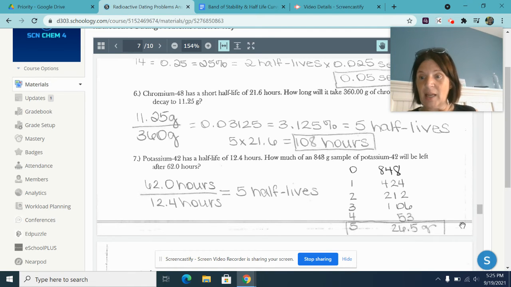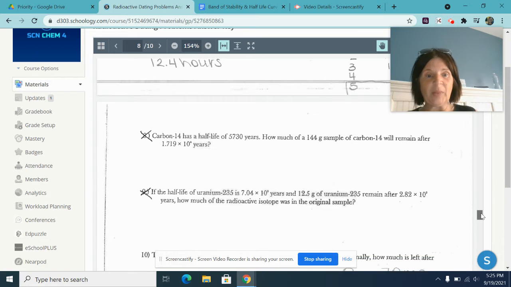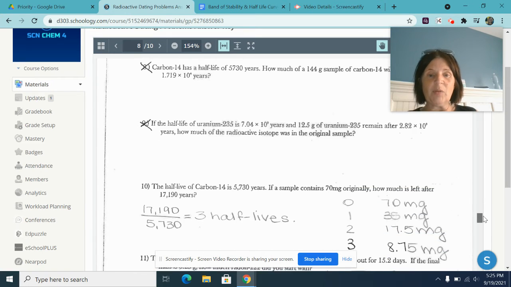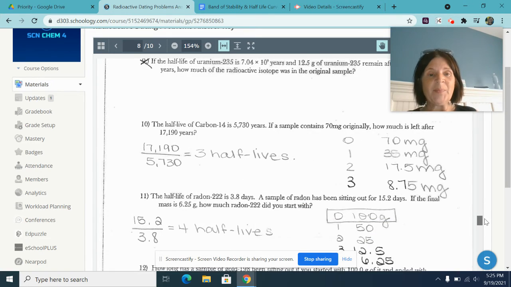So it's 26.5 grams for number 7, right? We're going to kind of skip over a couple more. Let's go to number 10. All right, so here we're working with carbon-14.